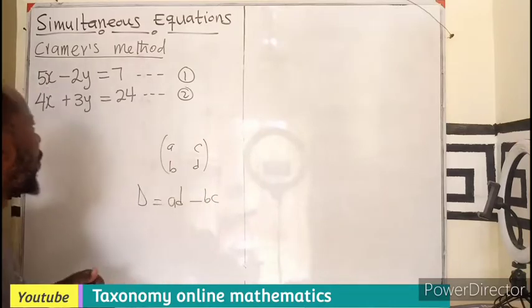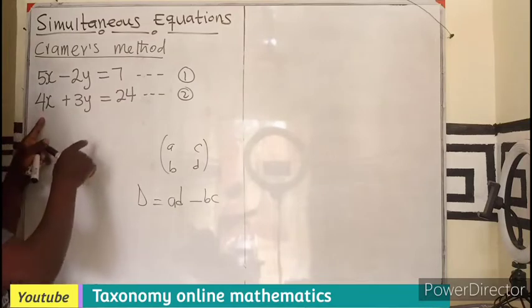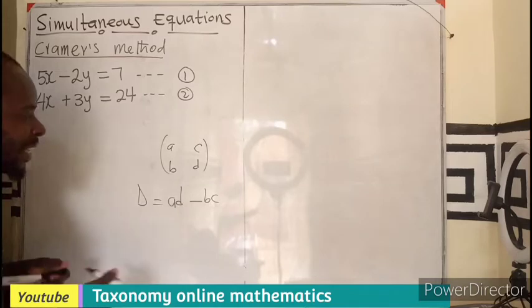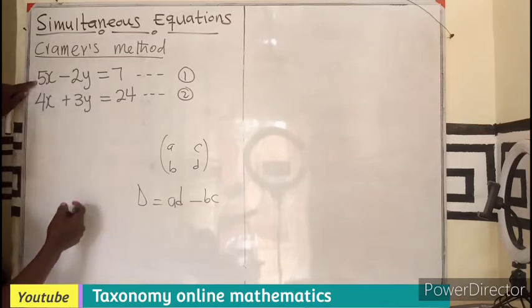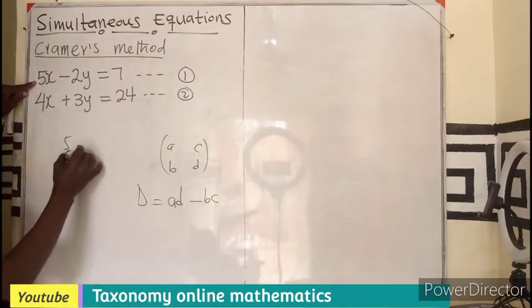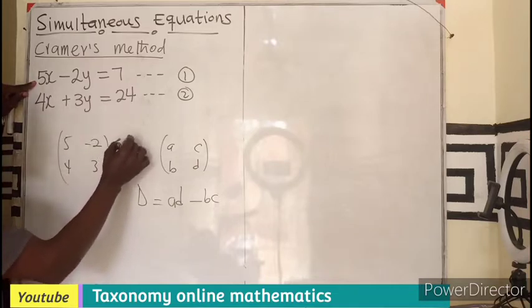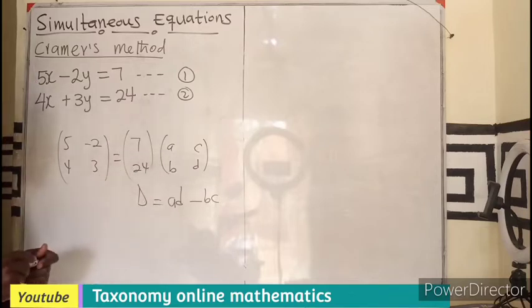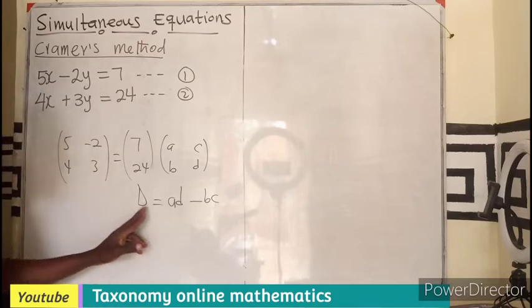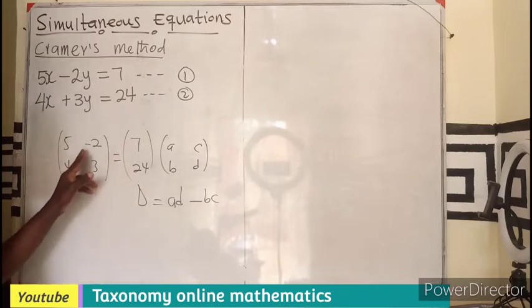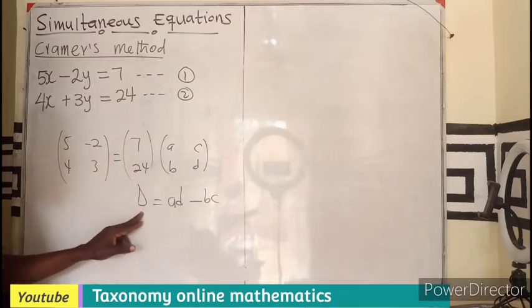So it means that we are going to write our simultaneous equation in form of a matrix. We are going to take the coefficients to make it 5, 4, minus 2, 3, which is the same as 7, 24. We know this will give us a 2 by 1 matrix and a 2 by 2. Now, if we are going to find the determinant, it means 5 times 3 minus 4 times minus 2. That will be the determinant.